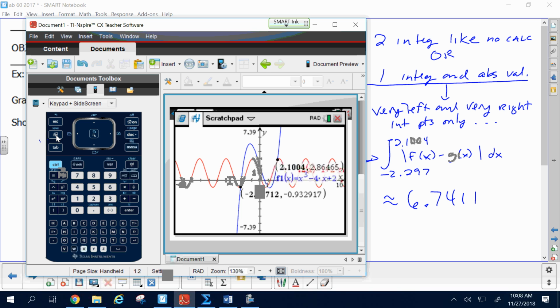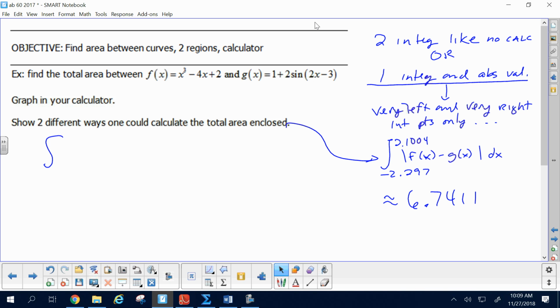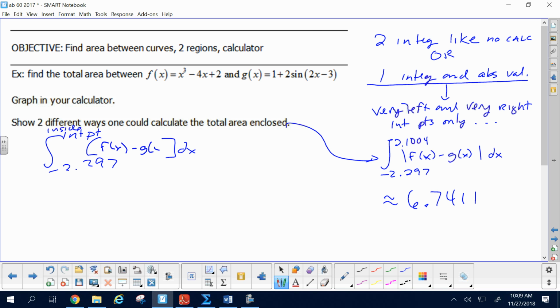Yeah. So let's just call that the inside intersection point, rather than find it. The first integral would then be from negative 2.297 to that intersection point, and which would you put on top? The cube or the sinusoid? The cube, okay? So the cube minus the sinusoid would be F minus G, right? Because in that region, the cube is on top.